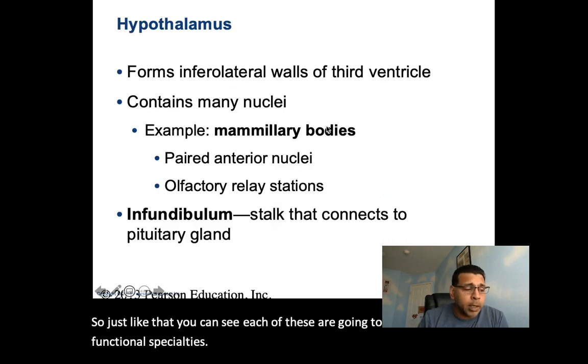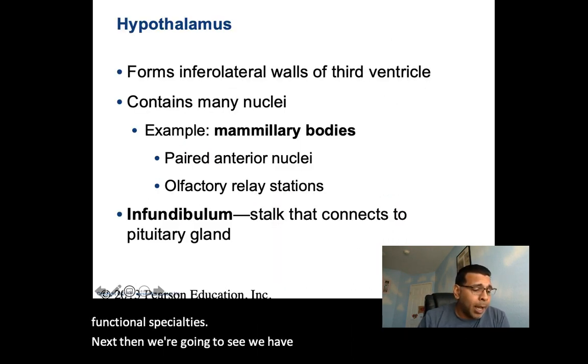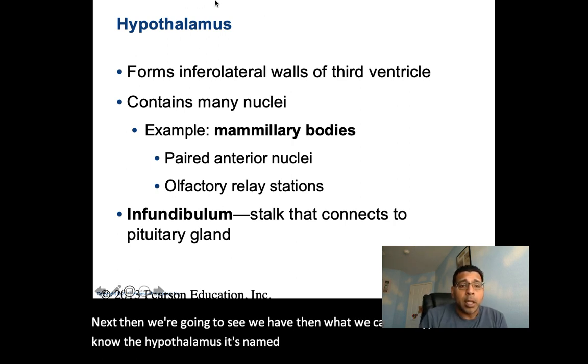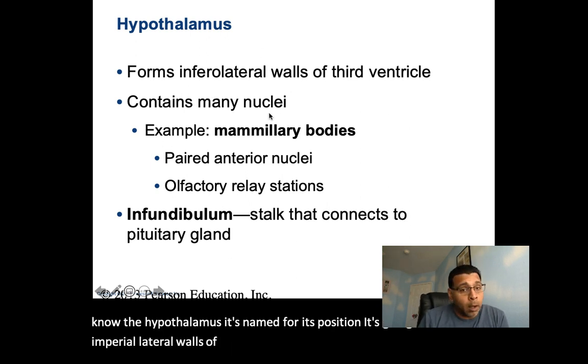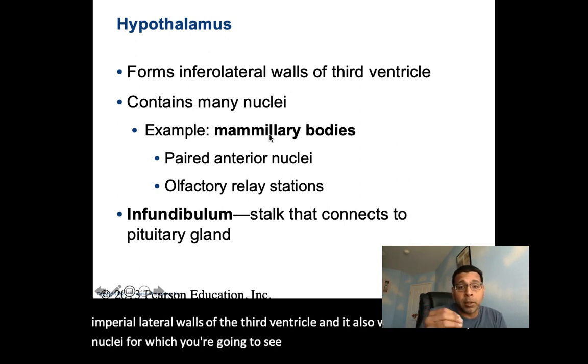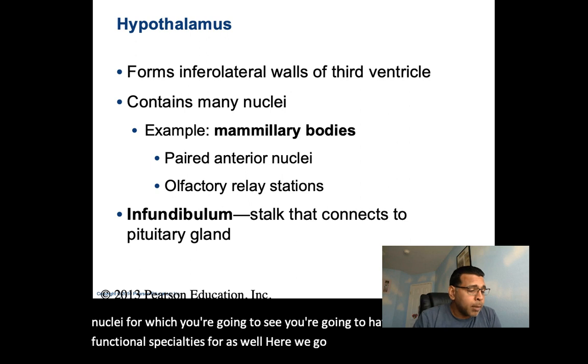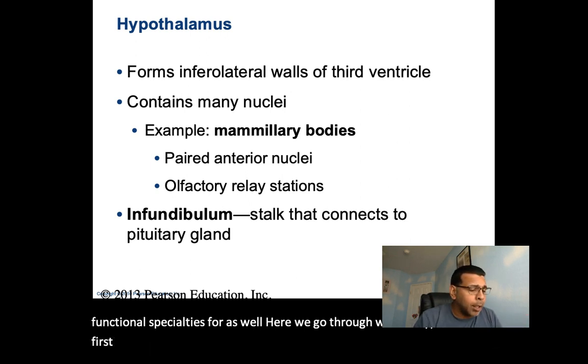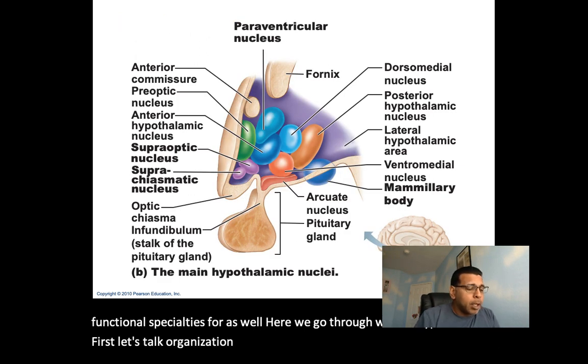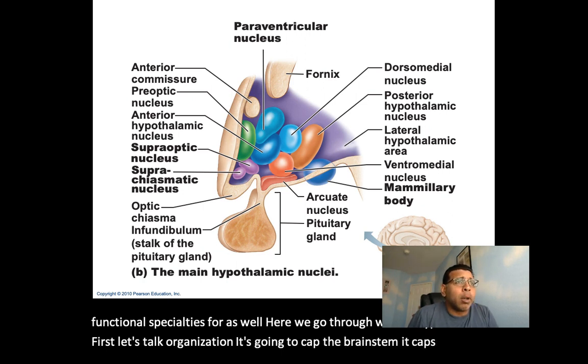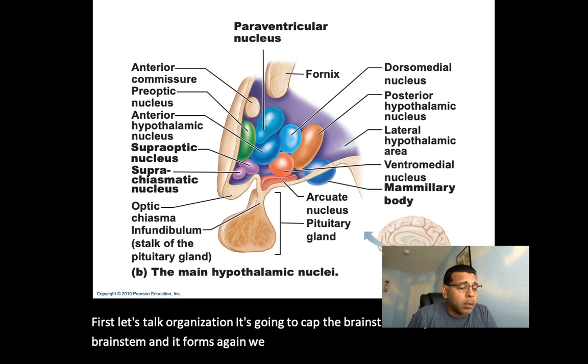Next, we have what we call the hypothalamus. The hypothalamus is named for its position. It forms the inferior lateral walls of the third ventricle, and it also contains many nuclei for which you're going to have to know the functional specialties as well. When we talk hypothalamus, first let's talk organization. It caps the brain stem, and it forms, again, the inferior lateral walls of the third ventricle.